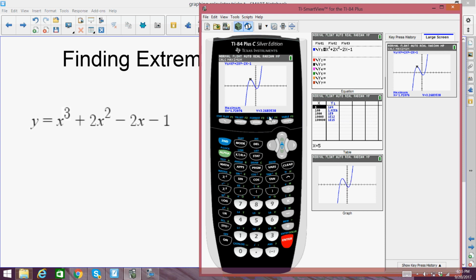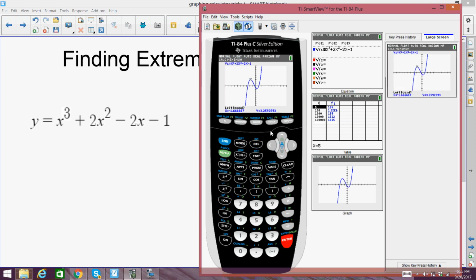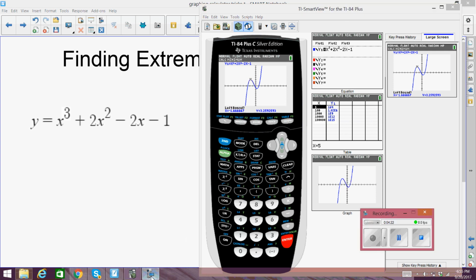You're going to do the same thing, but you're going to go back and do second calc, and this time you're going to go to minimum. It asks you the same questions, left bound, which could be right down here, and then right bound over here. I'm going to pause, and let you do this on your own, and then I'll come back.